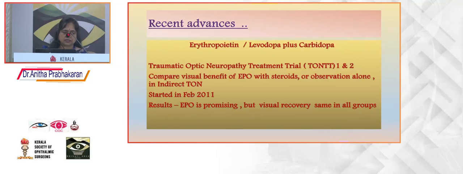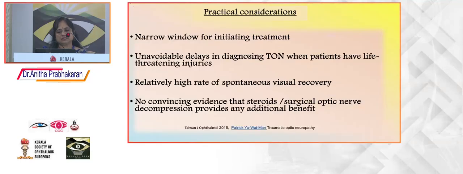There are some studies still going on. Some results have been published, known as the traumatic optic neuropathy treatment trial, where they have tried erythropoietin and levodopa plus carbidopa along with steroids and compared it with observation. It started in February 2011. Some part is still going on, but as much as the results are published, it is promising because there is some improvement in color vision and RAPD, but the final visual recovery is still the same.